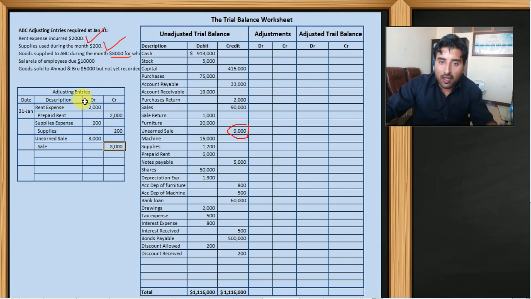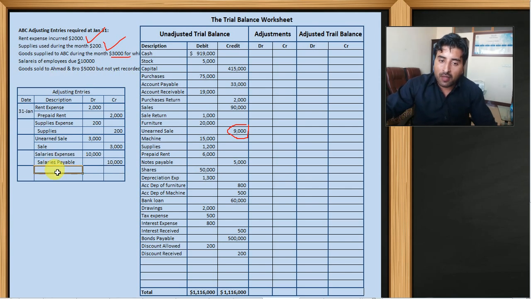Okay. Next we have salaries of employees due, $10,000. So salaries expense is incurred, so the salaries expense account should be debited, and the salaries payable account should be credited. Why? Because the expense is incurred, but we have not yet paid. Simply. Okay, next we have goods sold to Ahmad and Bro, $5,000, but not yet recorded.